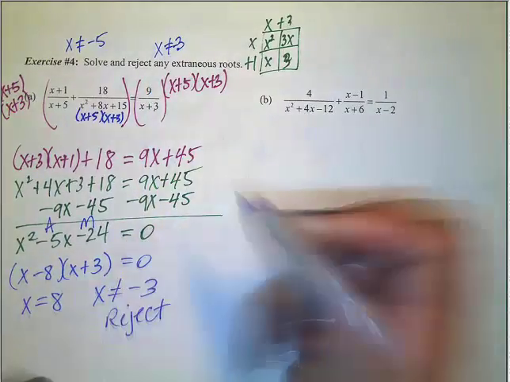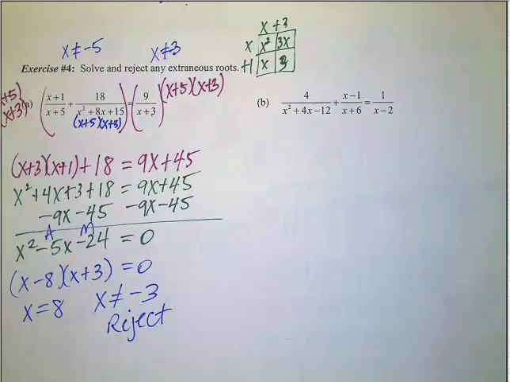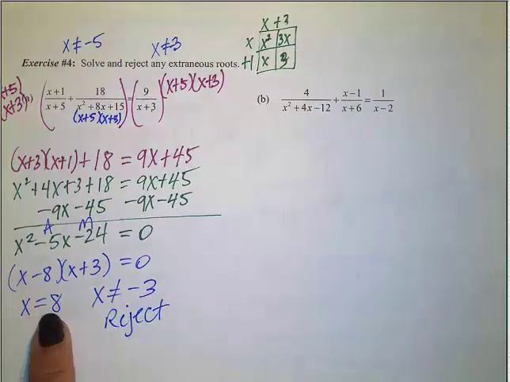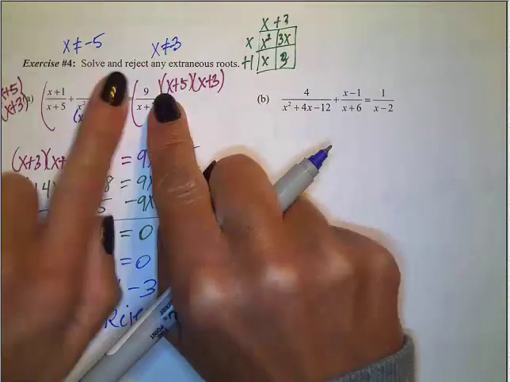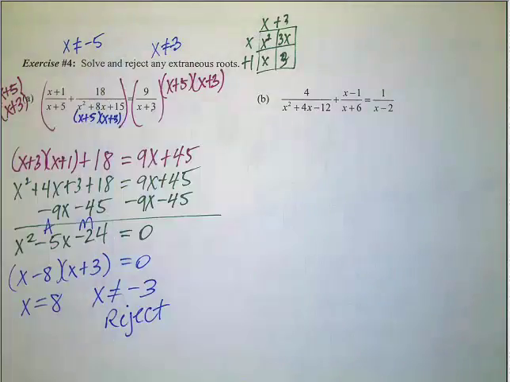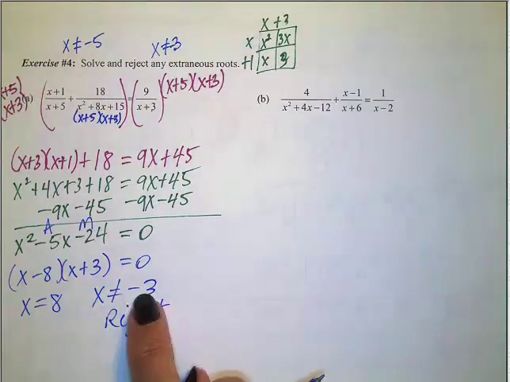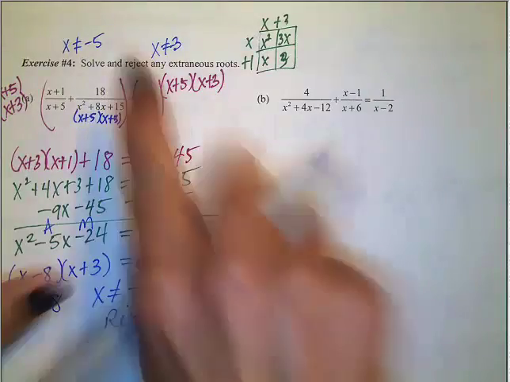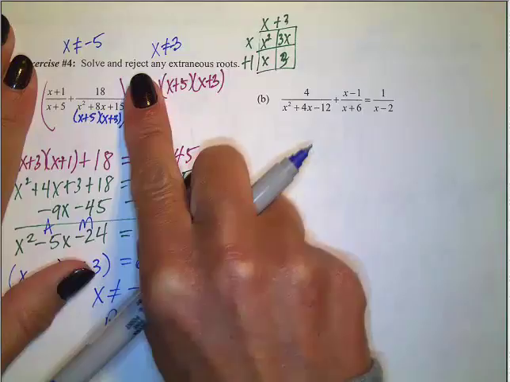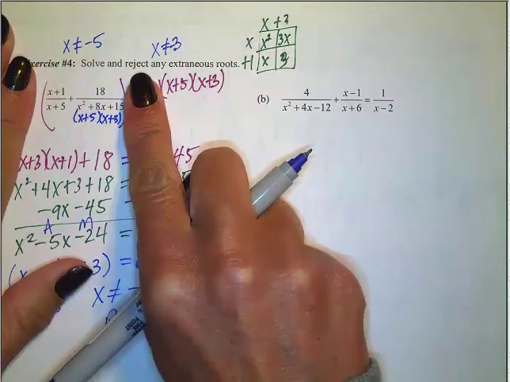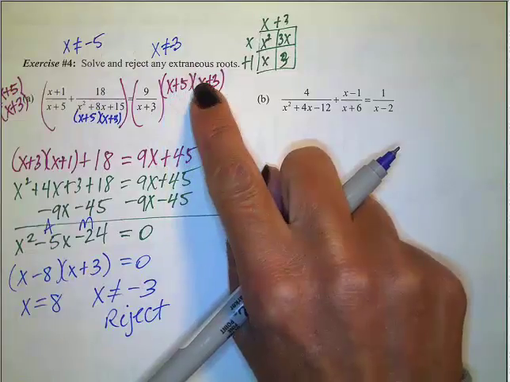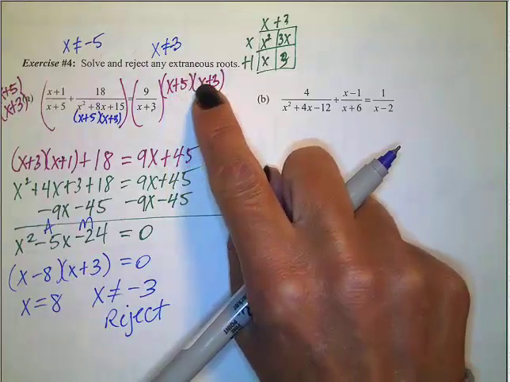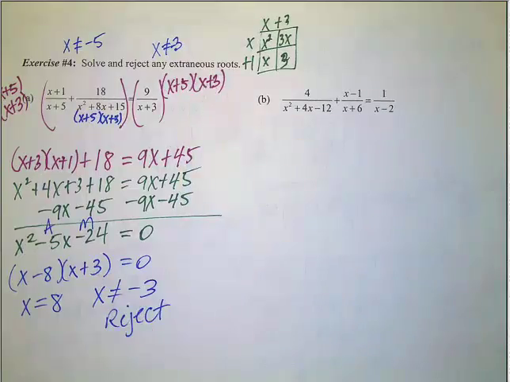I need to make sure, so pause the video, store 8, check it in the original, plug all of this in, hit enter, plug all of that in, hit enter. They should be equal. Then plug in or store negative 3. When you do this one, you'll get error or undefined. When you do this one, you'll get undefined. It doesn't matter. Undefined cannot equal undefined. You can never have undefined. So that makes negative 3 a reject.